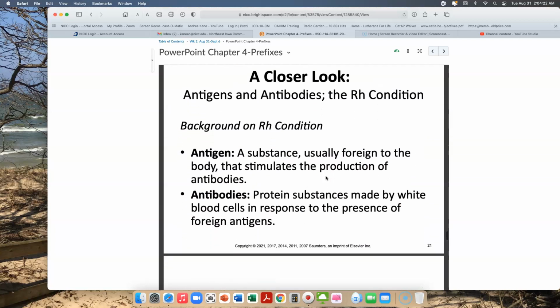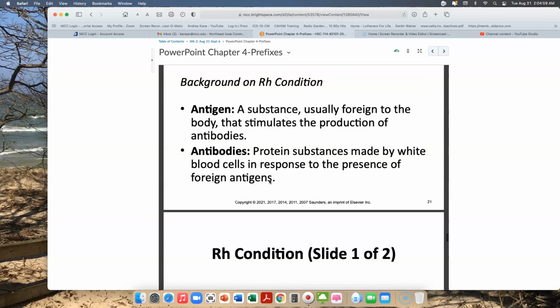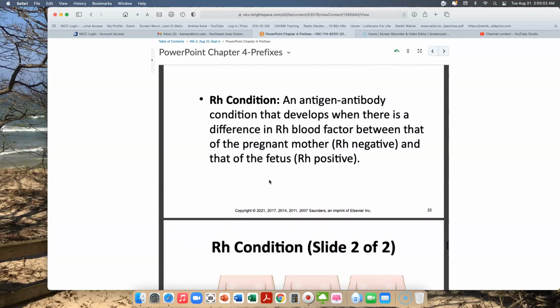All right, so let's talk about antigens and antibodies in the Rh condition. An antigen is a substance that's usually foreign to the body that stimulates the production of antibodies. So you can think of an antigen as an invader. It's coming in and it's going to draw a response from the body. The body's response are the antibodies. These are protein substances made by white blood cells in response to the presence of foreign antigens. So you have these antigen invaders that hit the body, and the body reacts by producing these antibodies to go fight those antigens. So now keep that in mind when you're talking about Rh condition.